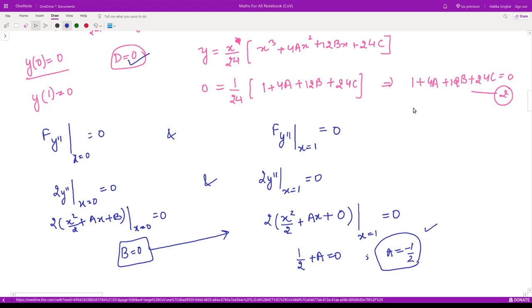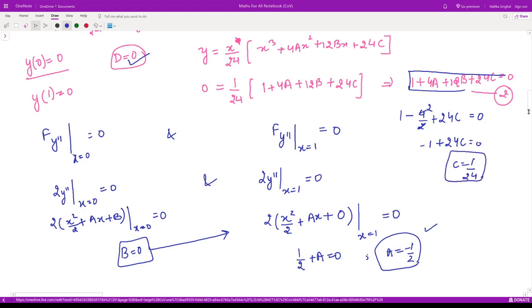So now let me calculate c using this equation, right? So I have 1 plus, or I can say, 1 minus 4 by 2 plus 0 plus 24c is equal to 0. So this gives me c is equal to 1 by 24, right? So I have all the 4 constants.